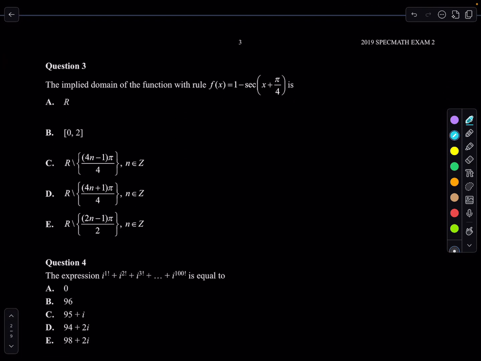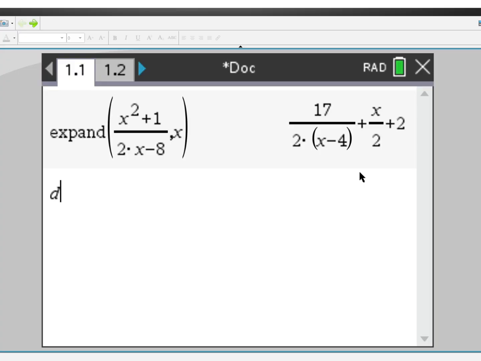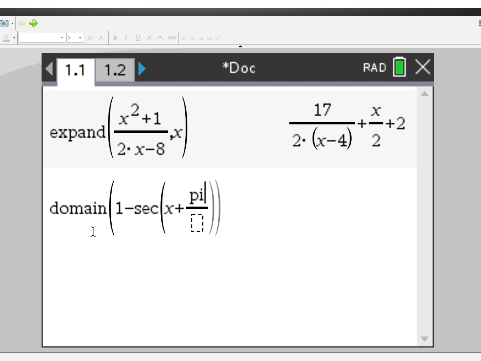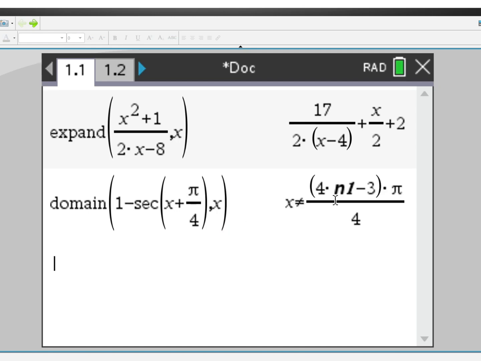Question 3. The implied domain of the function with the rule of this is what? Let's just do this with our CAS. So let's go back to our CAS and write domain of 1 over secant of x plus pi over 4, comma x. And so this is our domain. So all reals except this value. Let's write that down on our paper.